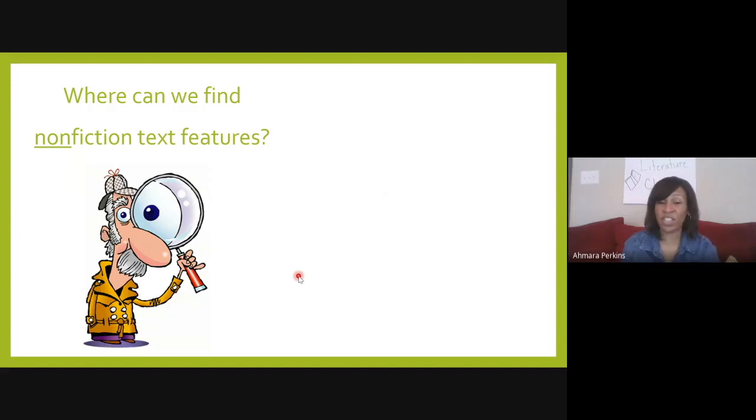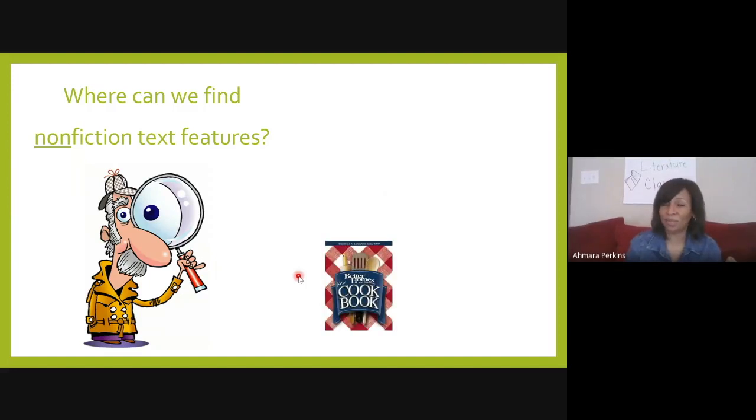So where can we find nonfiction text features? We know that nonfiction books are real, with real people, real places, real events. So where can we find this type of text? Which books will we look at? What resources could have nonfiction text features? A cookbook would have some of those text features. It may have bullets, it has a title, it might have a heading. You might see a photograph of someone actually making something.